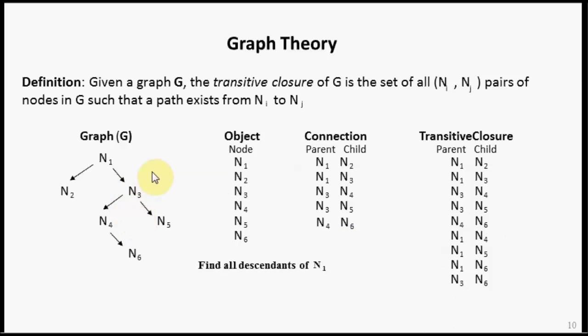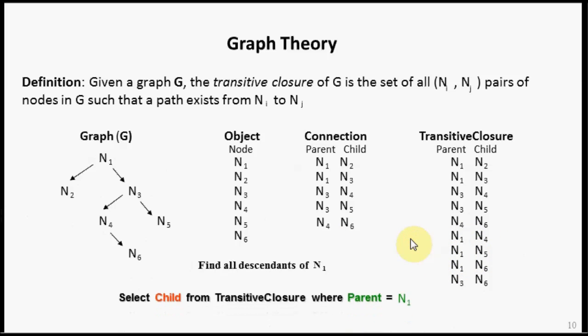So the way to think of the population of this table, you can think of it as follows. Take any two nodes in the graph, let's say starting with N1 and looking at N6. Does there exist a path, directed path from N1 to N6? The answer is yes. Therefore, we see a transitive closure record here. Does there exist a directed path from N2 to N6? Notice I say the word directed, you got to follow the directions of the arrows. The answer is no. So N2, N6 does not show up here.